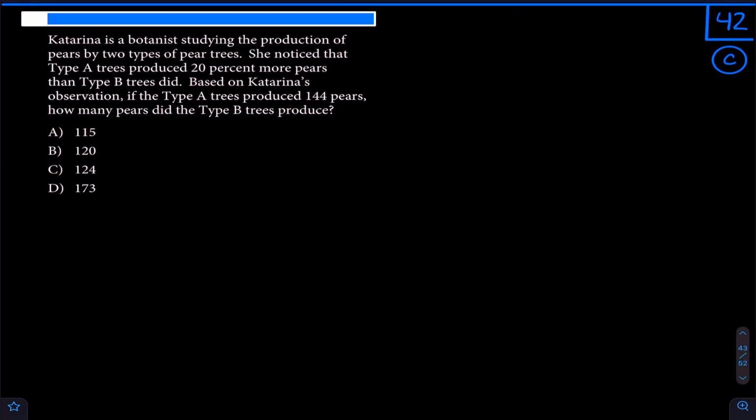So moving on to problem 42, this problem says that Katerina is a botanist studying the production of pears by 2 types of pear trees. She noticed that type A trees produced 20% more pears than type B trees did. Based on Katerina's observation, if the type A trees produced 144 pears, how many pears did the type B trees produce?